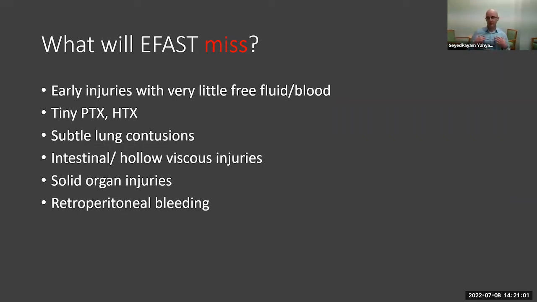It might miss very small pneumothoraces, but still it's much better than the X-ray. And it's not good to pick up hollow viscus injury, and it's not good for retroperitoneal bleeding. It might miss the retroperitoneal bleeding.